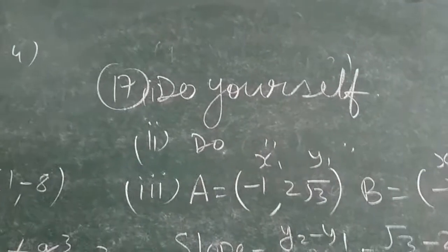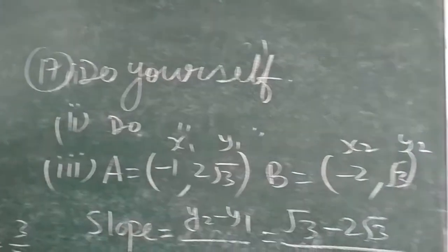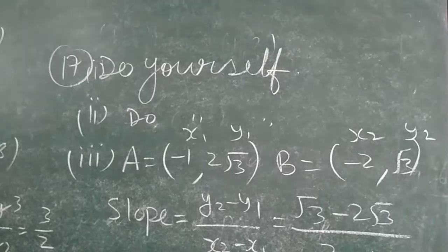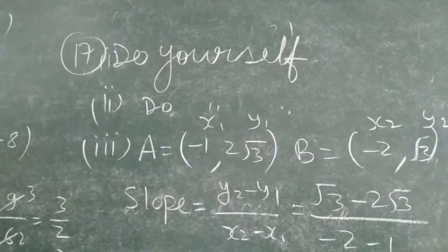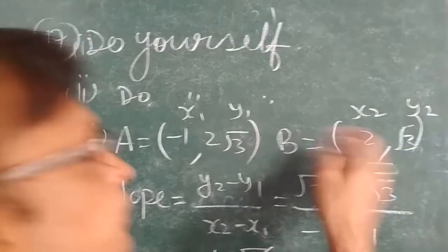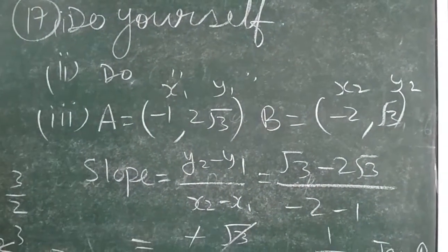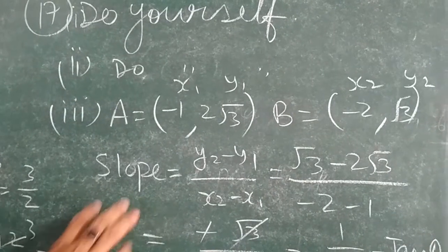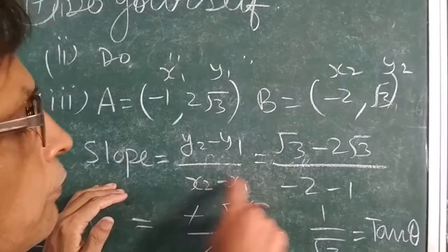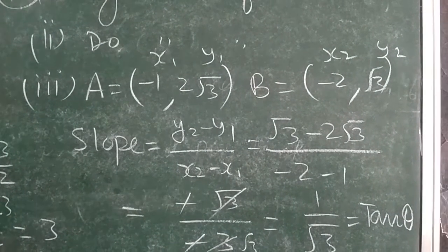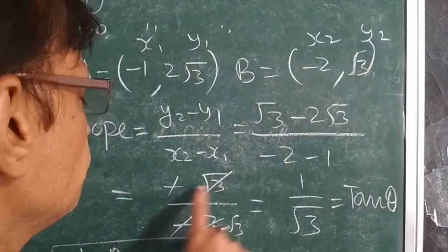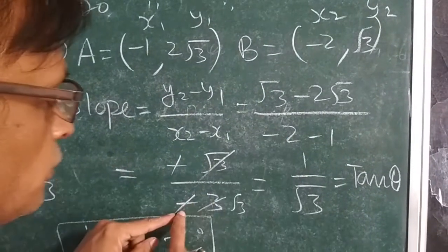Now question number 17, you have to do it yourself. Read the question and find the solution yourself, and use your mind to consider the logic. Second part you have to do yourself. The third part I explain, because the points are given in root form. We first find the slope by y2 minus y1 upon x2 minus x1. Root 3 minus 2 root 3 upon minus 2 minus 1. So root 3 minus 2 root 3 equals minus root 3, and minus 2 minus 1 equals minus 3.